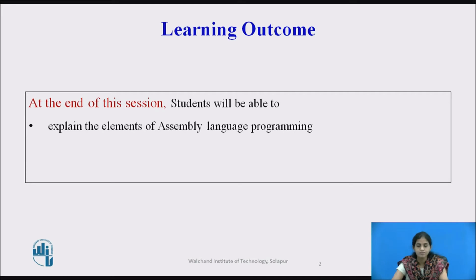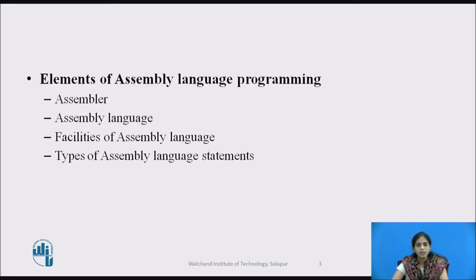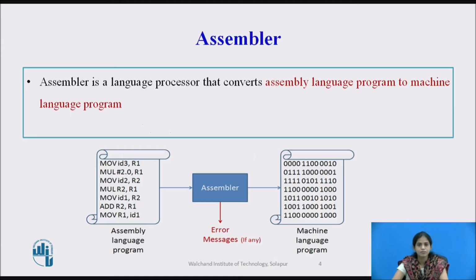So basically the elements of assembly language programming are assembler, assembly language, facilities of assembly language, and types of assembly language statement. So in this video we will see assembler, assembly language and facilities of assembly language. Now first we will see assembler.